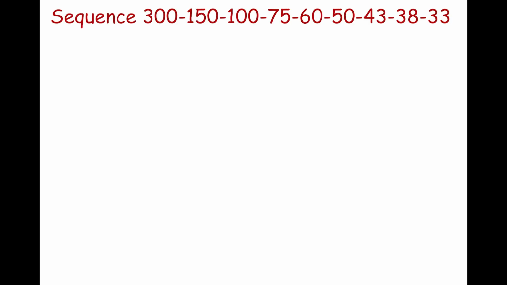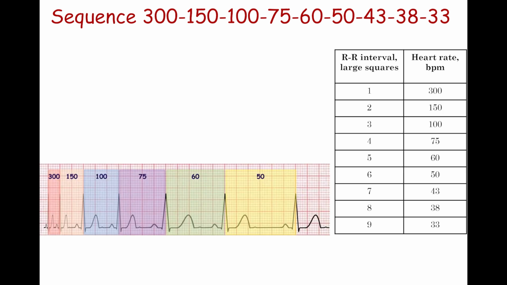Another simple method of calculating heart rate is based on the following sequence. If the RR interval contains 1 large square, the heart rate is 300 beats per minute. 2 large squares indicate a heart rate of 150 beats per minute. The RR interval of 3 large squares corresponds to a heart rate of 100 beats per minute. Continue in this order. If the heart rate is in the normal range, 60 to 100 beats per minute, the RR interval will be between 3 and 5 large squares.